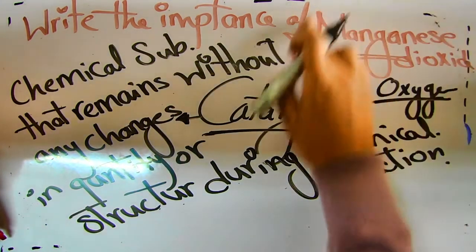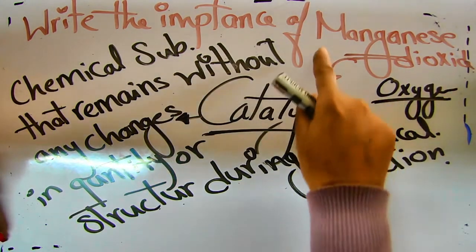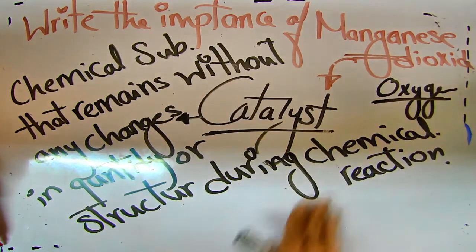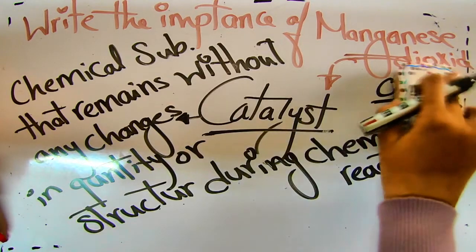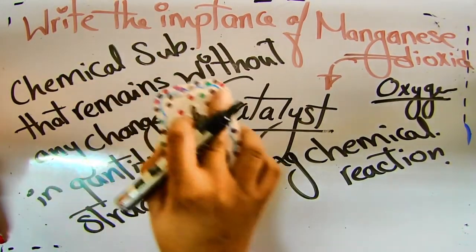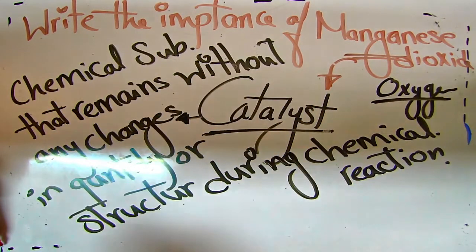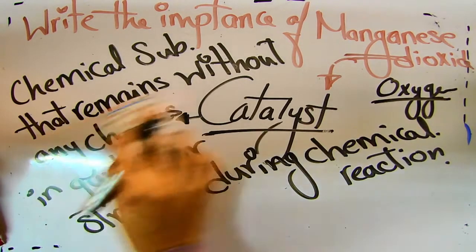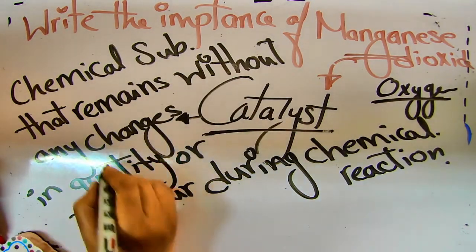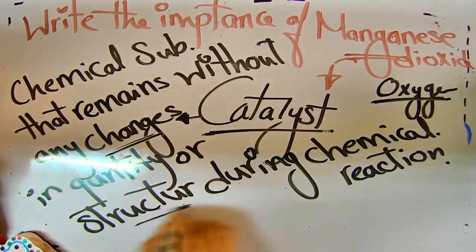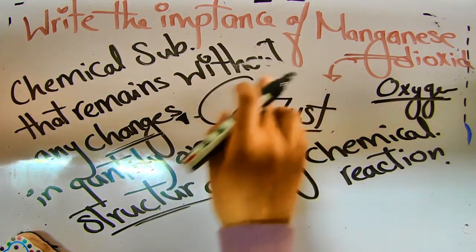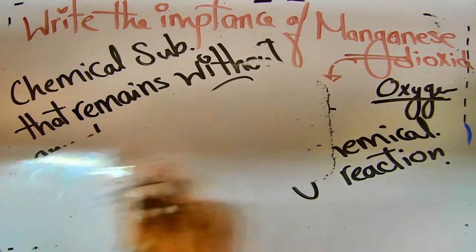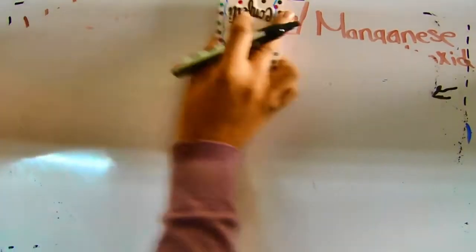Is manganese dioxide like that? Yes. Manganese dioxide acts as a catalyst as it decomposes hydrogen peroxide into oxygen and water, and it remains as it is. No change in its quantity or structure. So it is a catalyst. Okay.